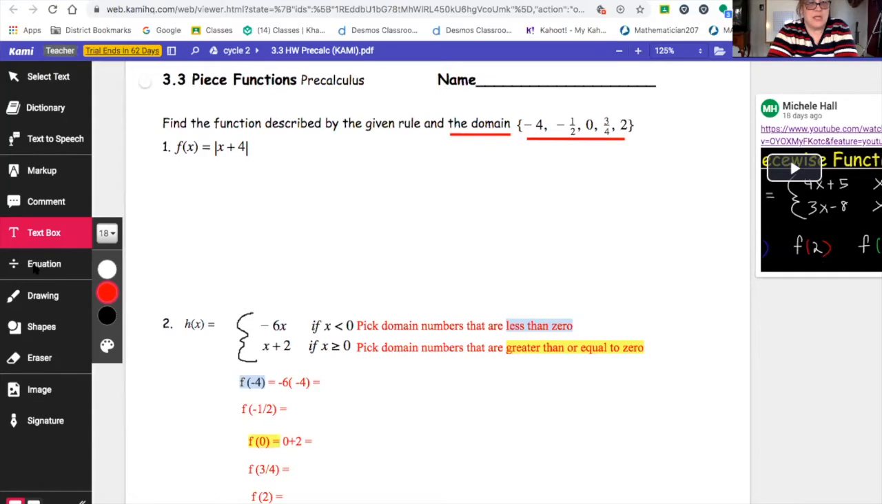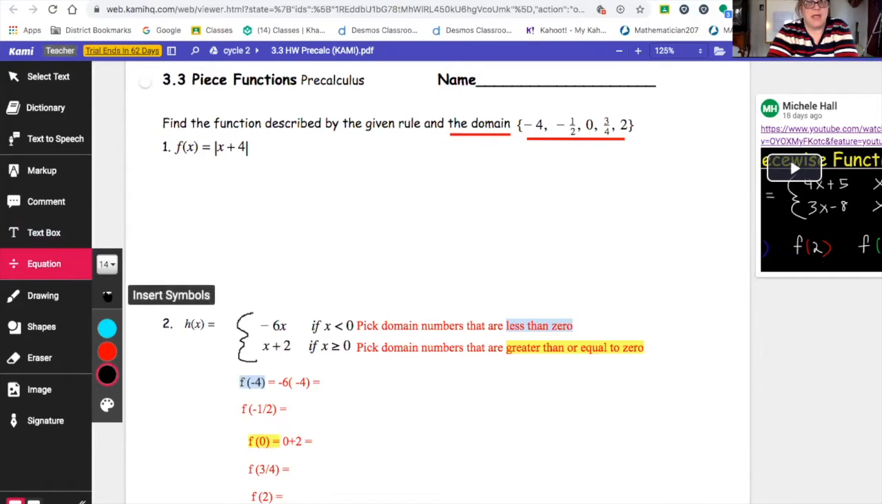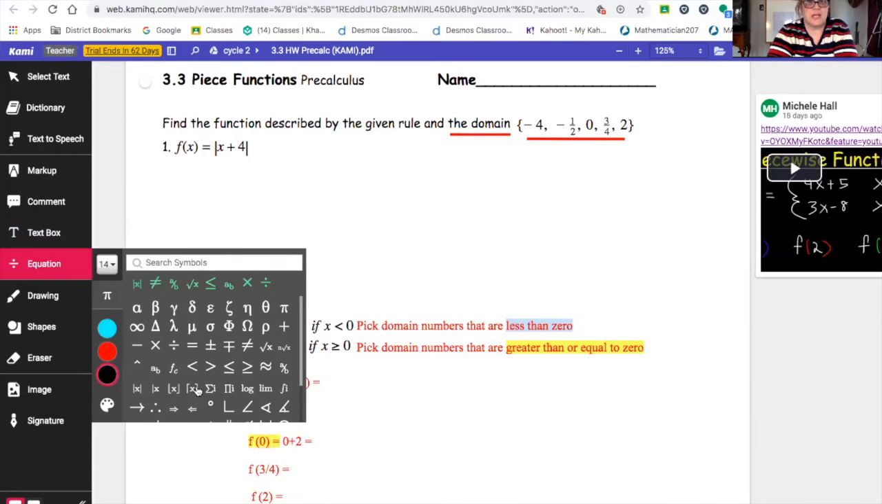I'm going to use the equation tool here, and when I click on pi, it gives me all the other symbols that I need. I see absolute value, I see fractions, a divided by b. There are all kinds of symbols here under the equation toolbar. All right, so first I'm going to click, and then I'm going to put the absolute value. And we have -4 for x, and then +4.